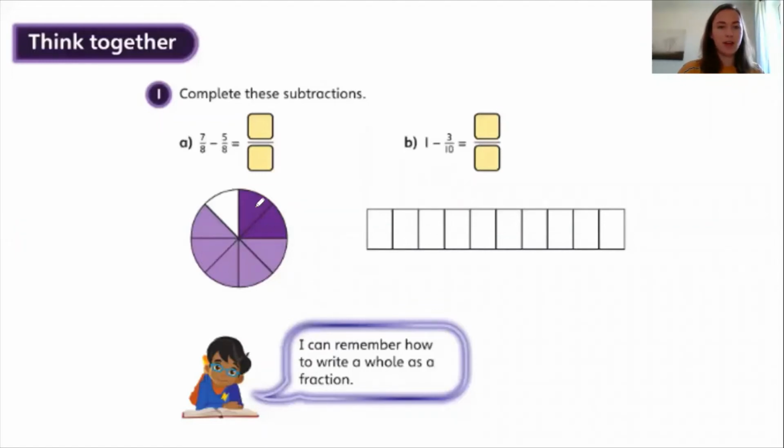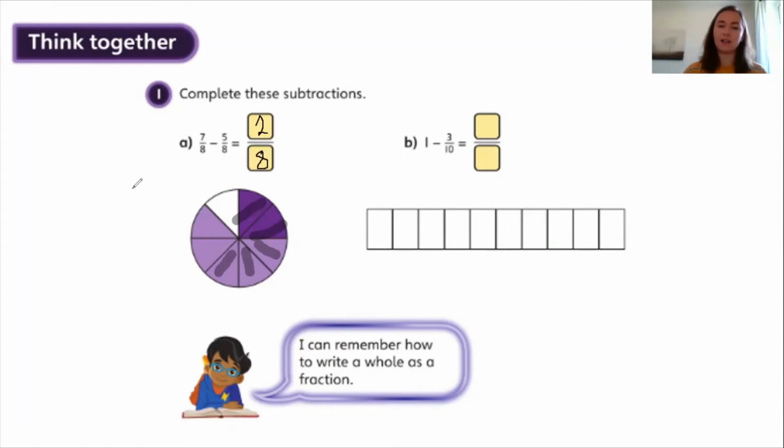So we've got 7/8 shaded in on the circle here. We need to take away, remove 5/8. 1, 2, 3, 4, 5. This has left us with 2/8 here. So we have got 2/8 left. 2 parts out of 8 altogether.